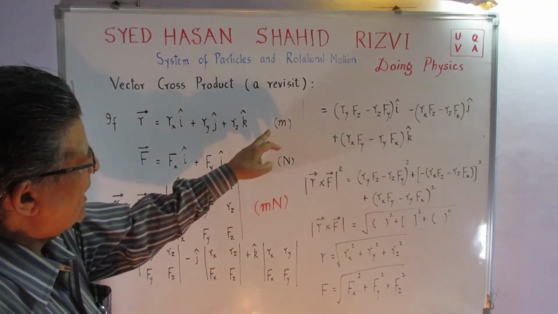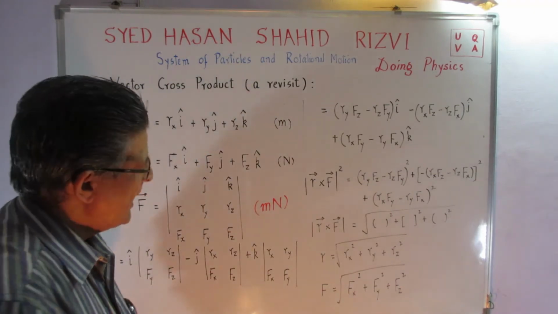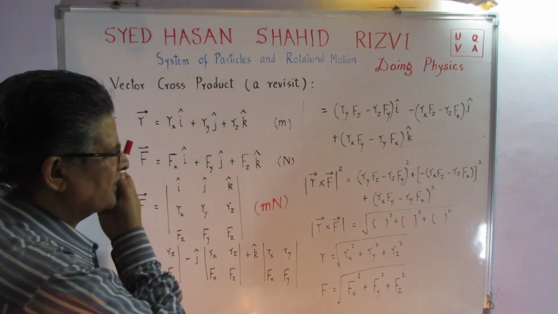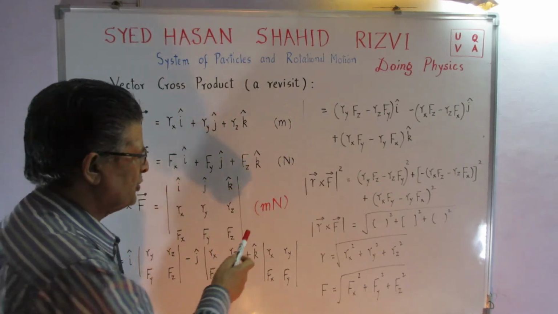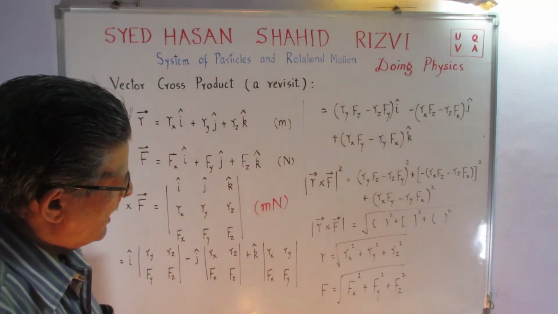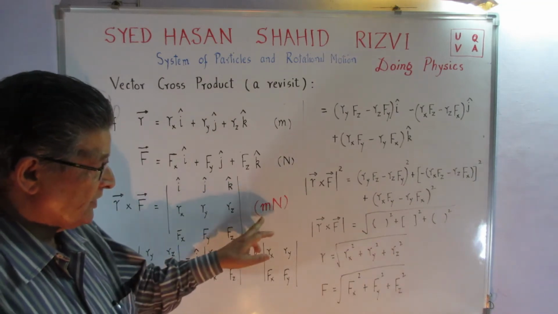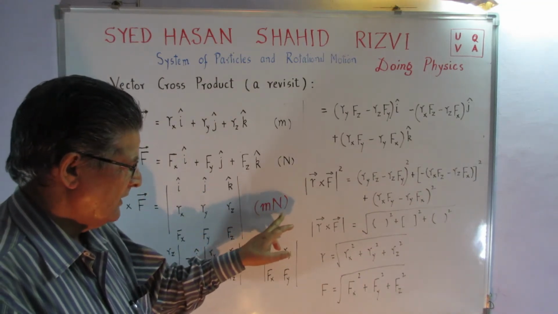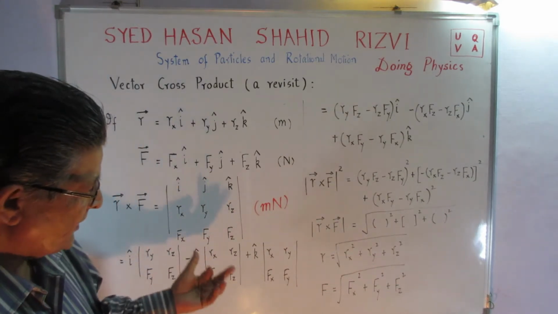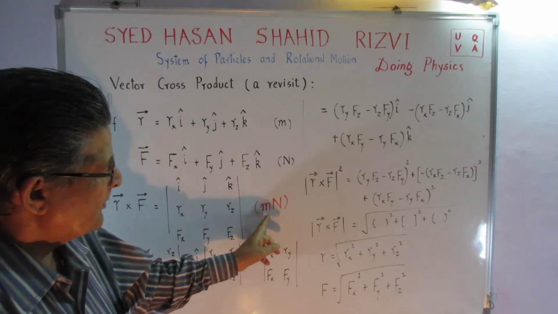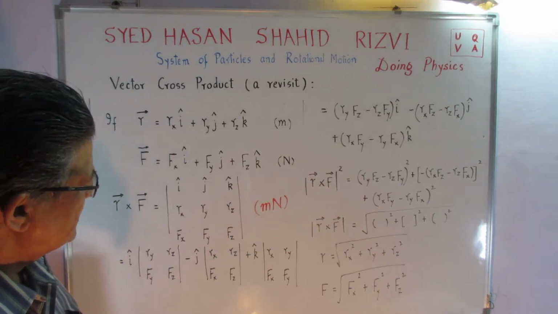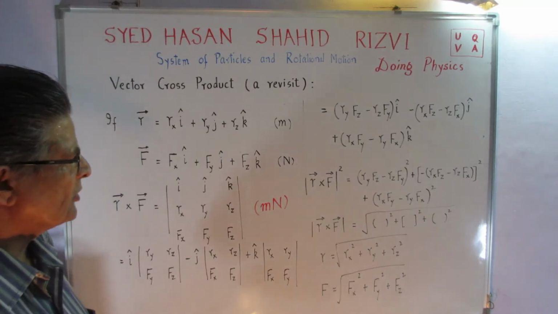The unit of this vector is meters, and the unit of this vector is newtons. So the unit of the cross product vector turns out to be equal to newton meter. Which is the same as the unit of work, but we don't write it like that. We just call it meter newton. So this is about the cross product and how to determine the cross product.